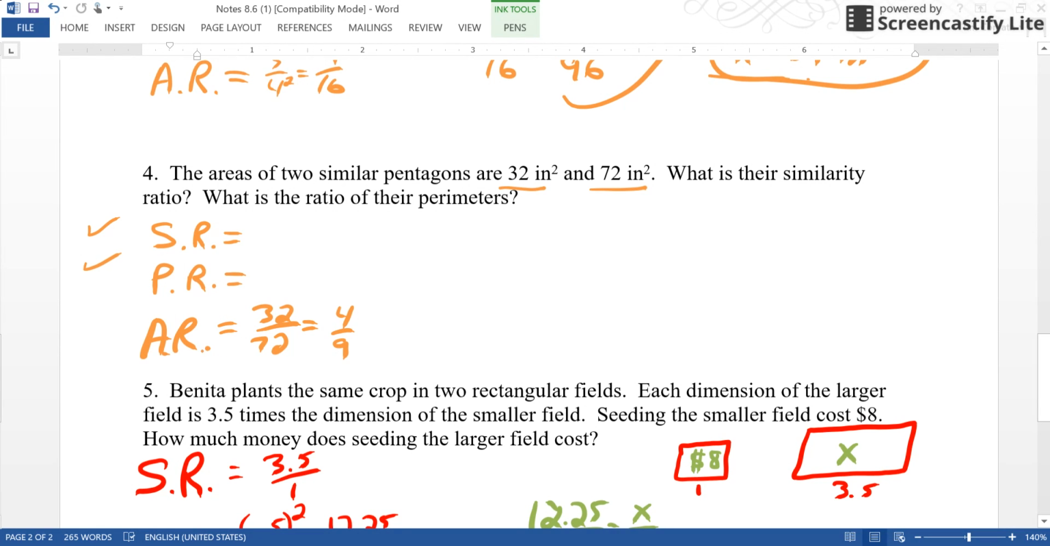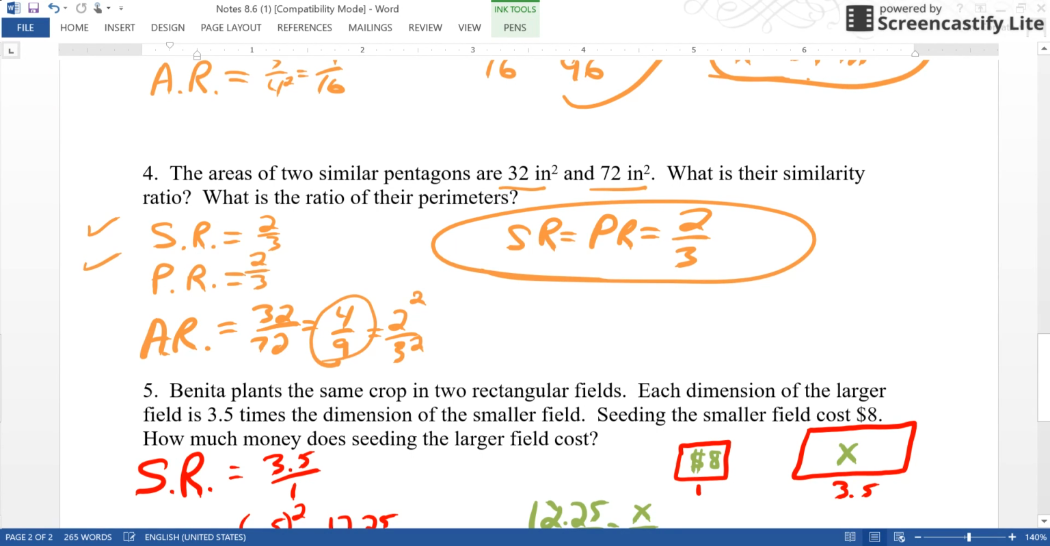Okay? Well, this area ratio right here, this is really squared, right? So if I had something like 2 squared over 3 squared, right, that equals 4/9. So I know my similarity ratio on perimeter is going to be 2 over 3. I know that because my similarity ratio and my perimeter ratio are all the same, and it's 2 over 3. Okay?